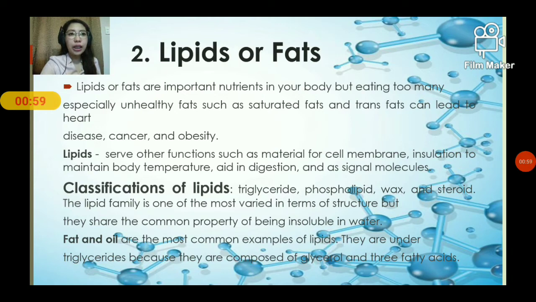There are also classifications of lipids. We have triglycerides, phospholipids, waxes, and steroids. The lipid family is one of the most varied in terms of structure, but they share the common property of being insoluble in water. Fat and oil are the most common examples of lipids. They fall under triglycerides because they are composed of glycerol and 3 fatty acids.